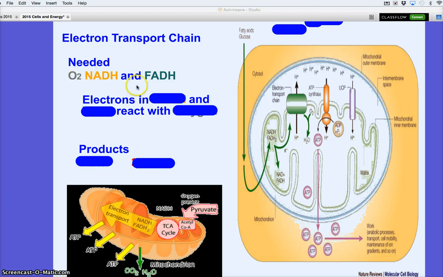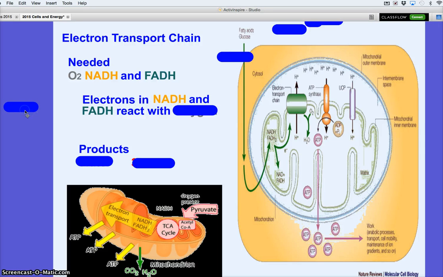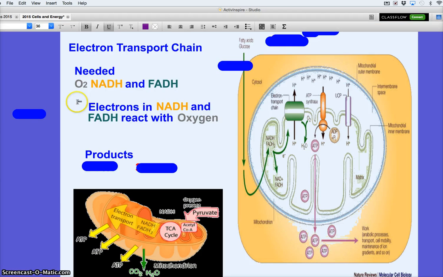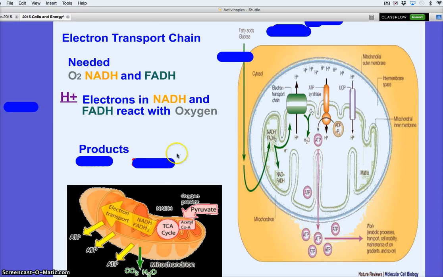Now, during the electron transport chain, electrons in NADH and FADH react with what? What else is my reactant? Oxygen. Good. And it's the hydrogen electrons. So add the word hydrogen. H plus electrons in NADH and FADH react with oxygen to make what? Water and ATP.